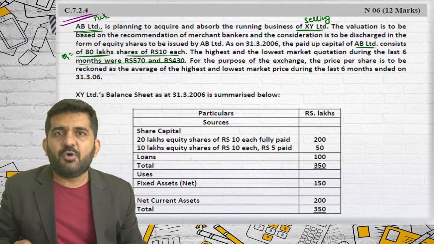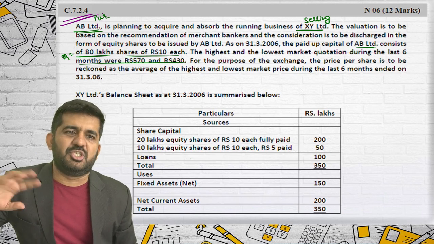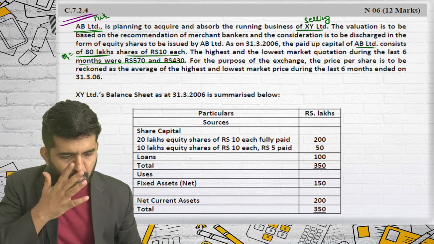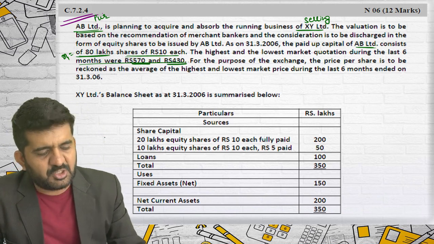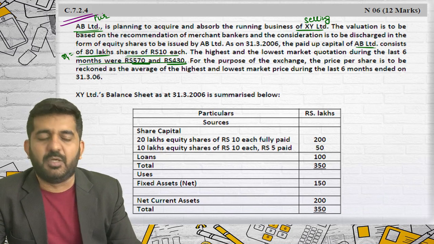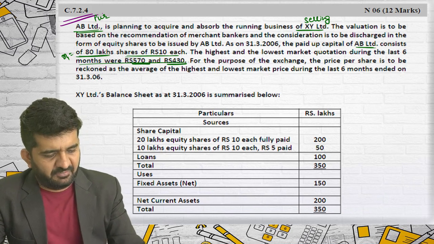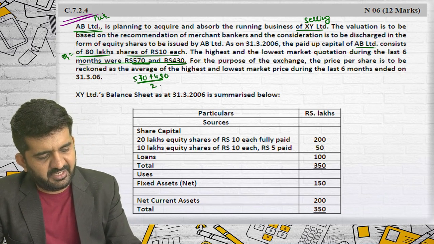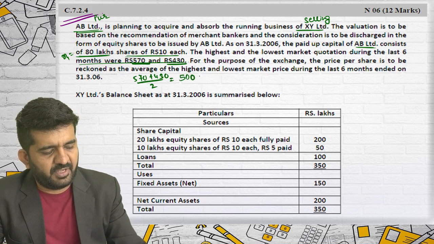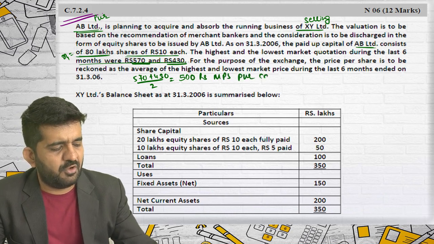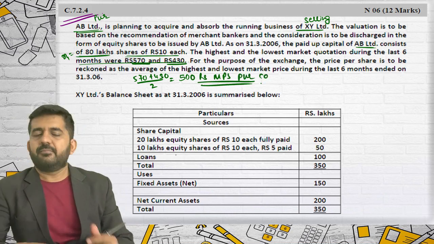Believe me, for just issuing the shares, they have just twisted the question. Actually they have not even twisted it, they have just made the question lengthy. 570 plus 430, which value will be used? None of the values, the average will be used. The average will be 500. If you do 570 plus 430 divided by 2, it will be 500 rupees, which should be taken as the MPS of the purchasing company. That's fine.